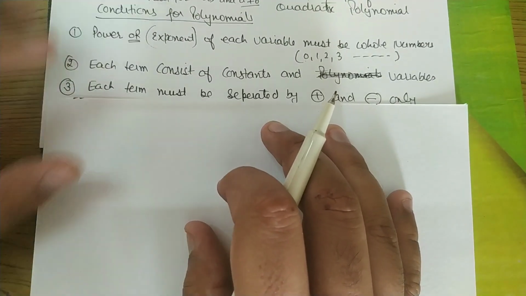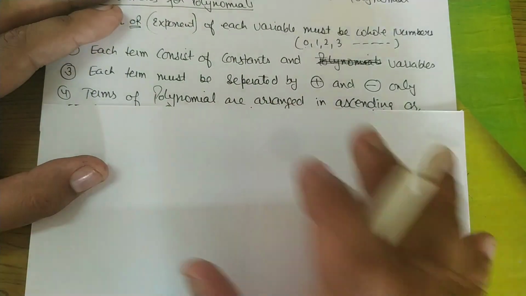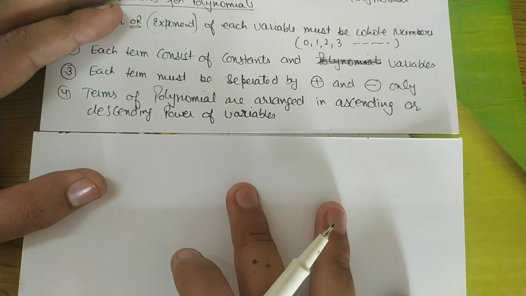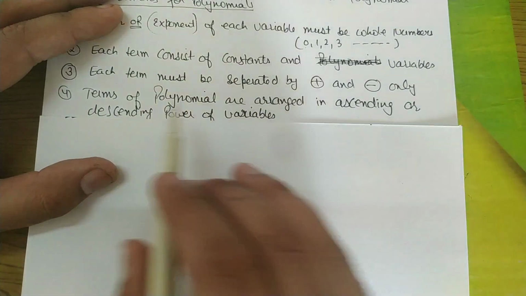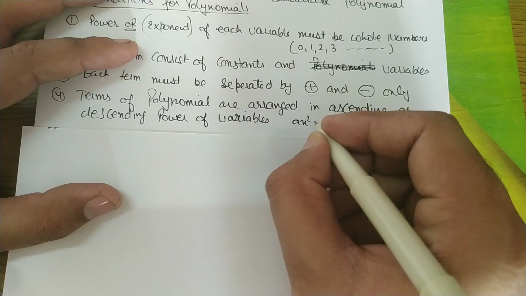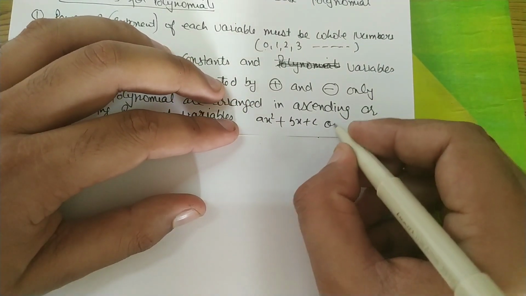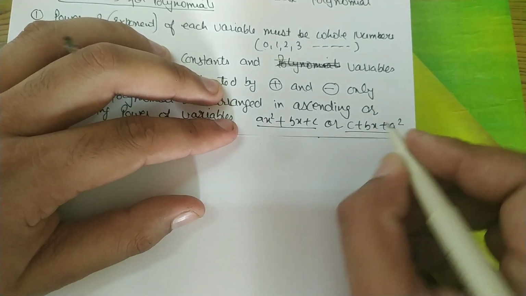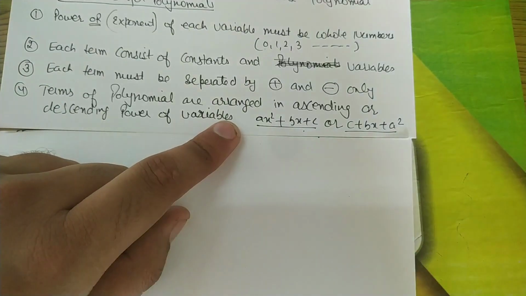So what is the third? Each term must be separated by plus or minus sign. Means every term must consist of plus or minus sign. So the last condition, that is also very important. The terms of the polynomial are arranged in ascending or descending power of the variables. For example, I have written ax square plus bx plus c. So they are written in descending order, or c plus bx plus ax square. So this is descending order, this is ascending order.